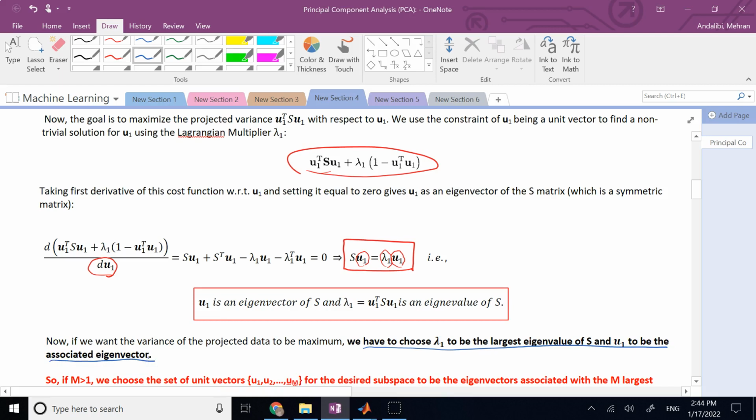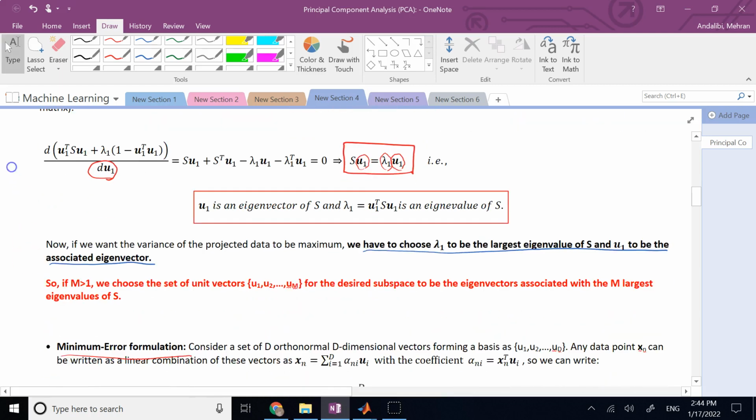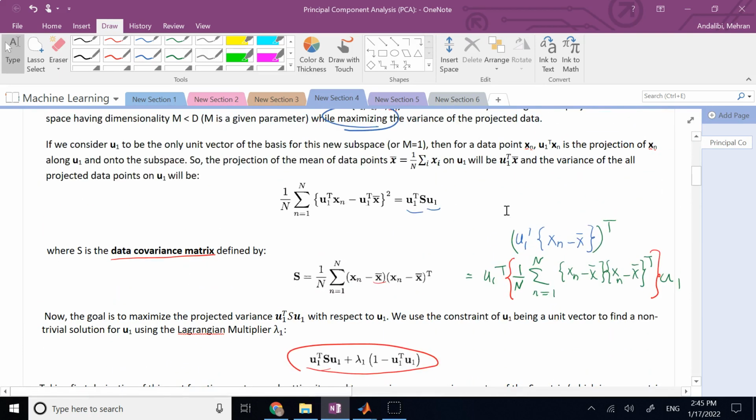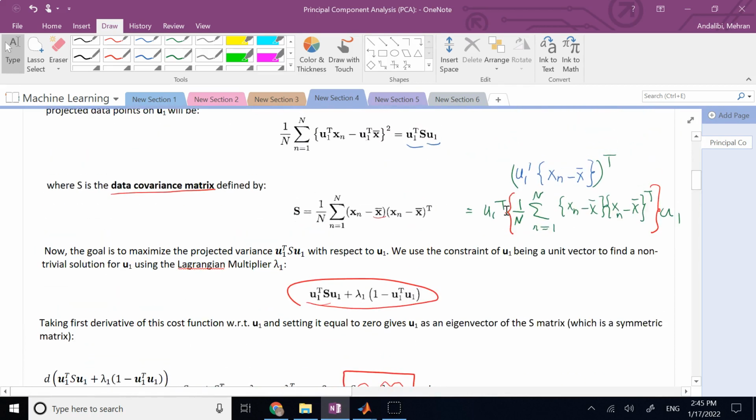Okay, if that was 1. If there are m of them, then in general, U1, U2 to UM are going to be the eigenvectors associated with the m largest eigenvalues. So when you do the eigenvalue calculations, you look at the m largest eigenvalues. You find which ones are the m largest, and then the eigenvectors of them are going to be U1, U2, all the way to UM. Okay? That is how you're going to find the U's. And once you have U's, then you can do your projection.